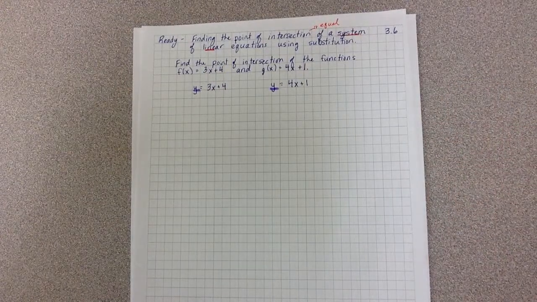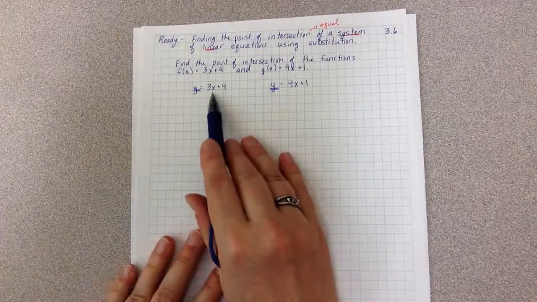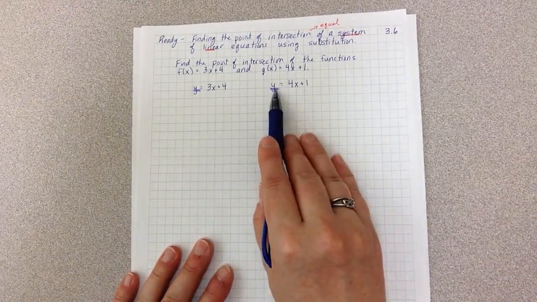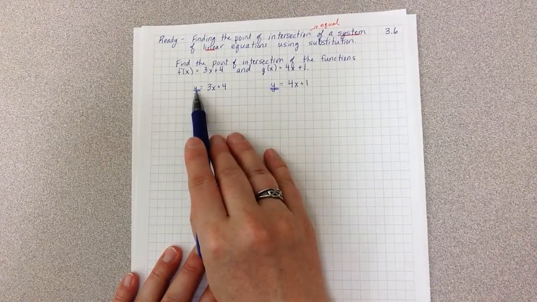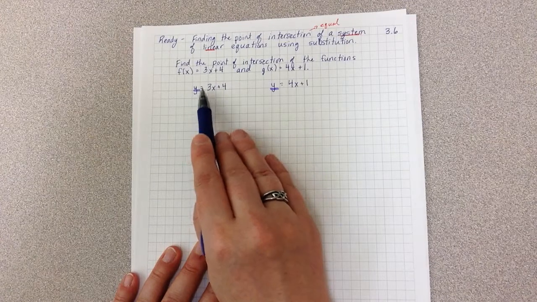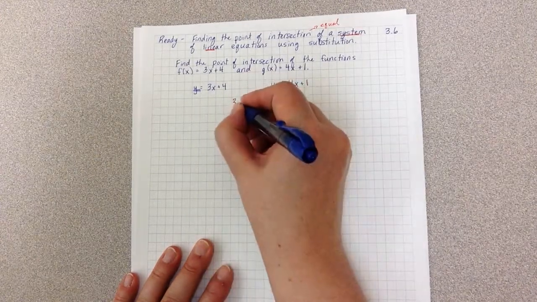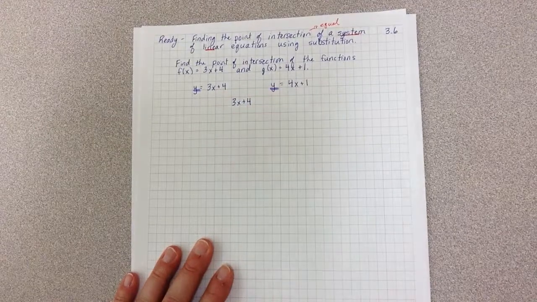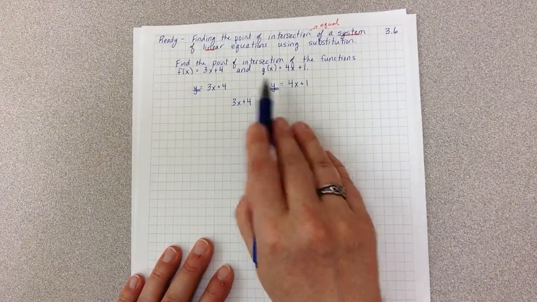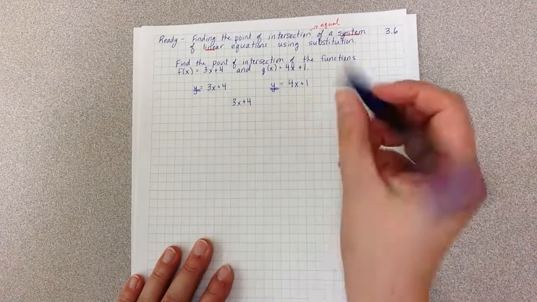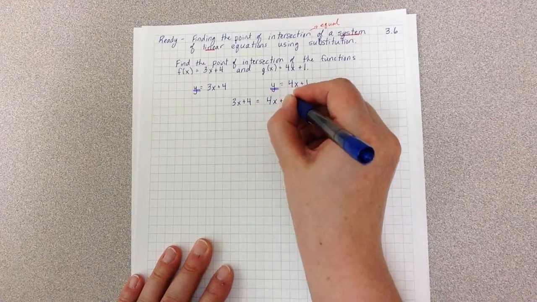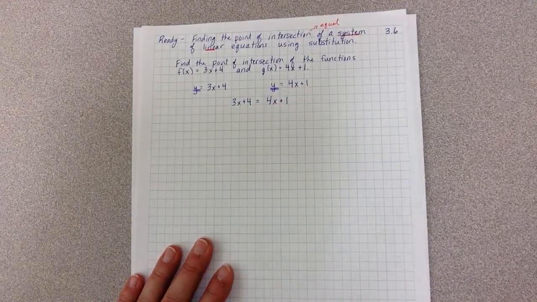But since the y values are equal, I can actually substitute, replace this y value here with what this y value equals. So this y value equals 3x plus 4. So I replace my y value in the second equation with what it equals in the first equation. And then I still have the 4x plus 1. I now can solve this.